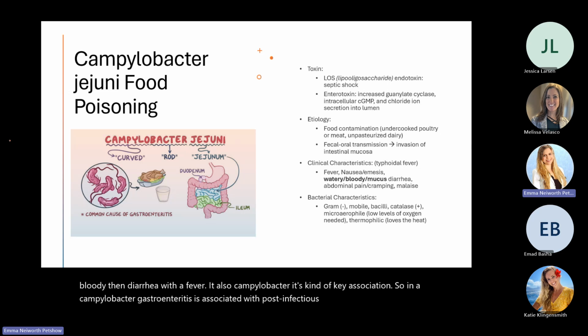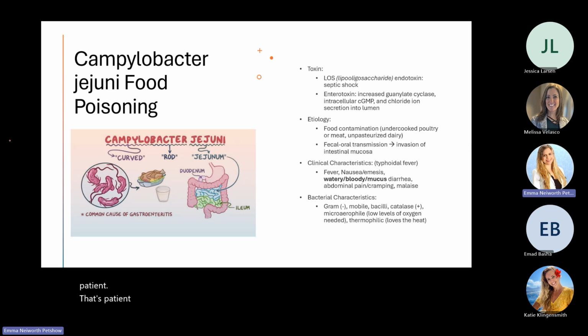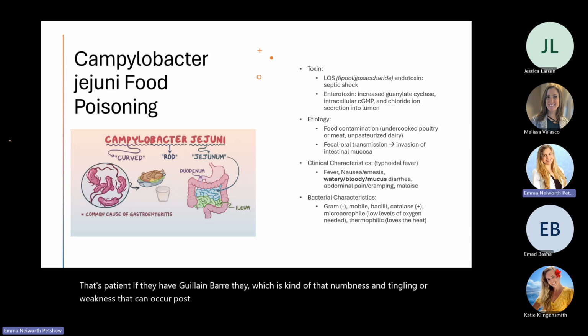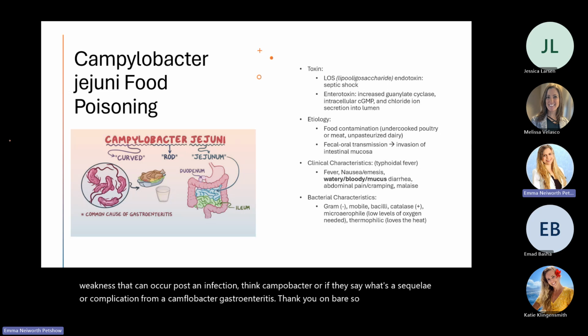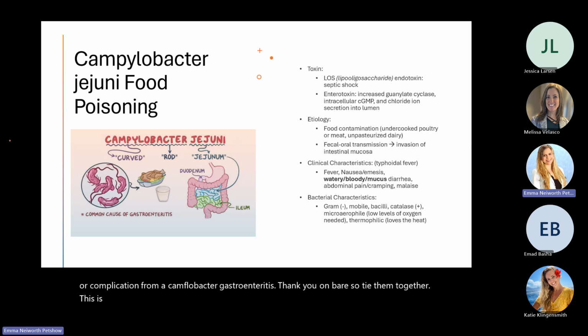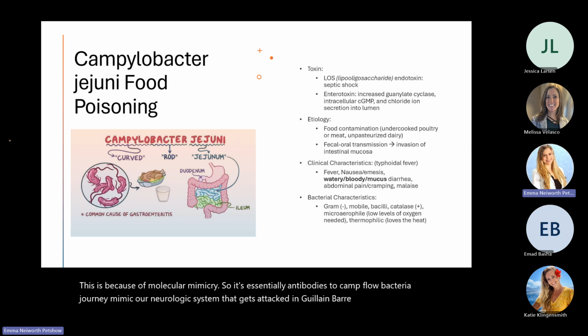So if a patient has Guillain-Barré, which is that numbness and tingling or weakness that can occur post an infection, think Campylobacter. Or if they ask what's a sequela or complication from a Campylobacter gastroenteritis, think Guillain-Barré. So tie them together. This is because of molecular mimicry. Essentially antibodies to Campylobacter jejuni mimic our neurologic system that gets attacked in Guillain-Barré. So that's why that happens.